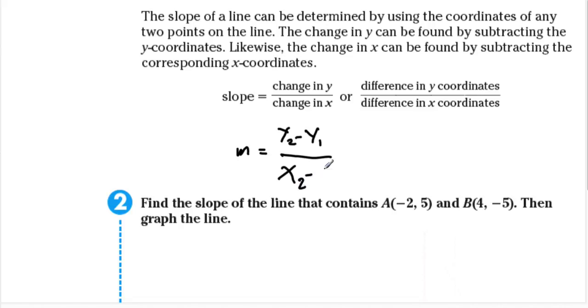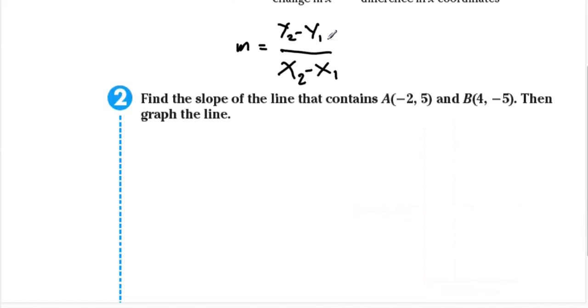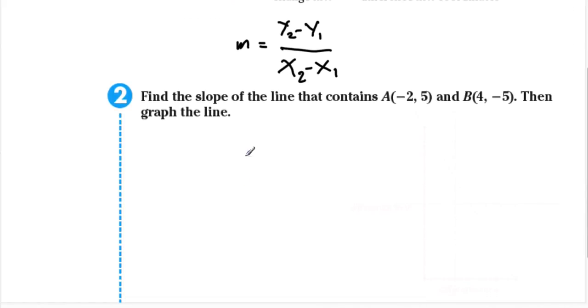x sub 2 minus x sub 1. So that is the formula for slope. And let's take a look at example number 2 and see how this works. Find the slope of a line that contains point A, negative 2, 5, and point B, 4, negative 5. Then graph the line. So again, first things first, label your points.